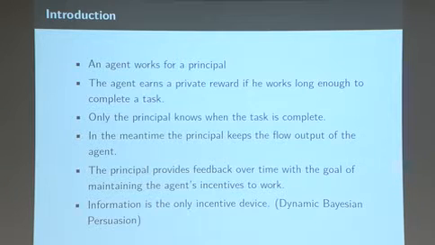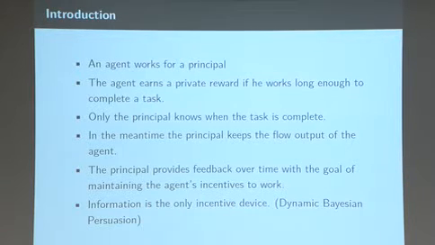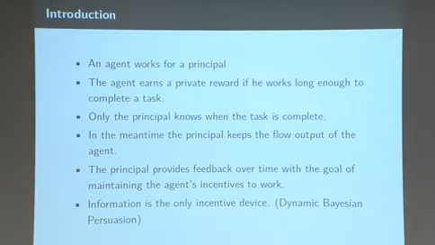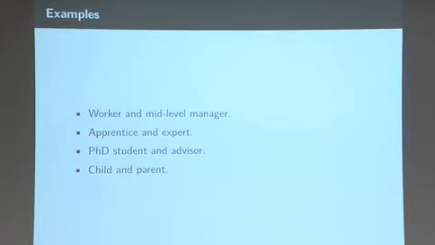Okay? So the principal likes to have the agent working for him because he keeps this output. But the only incentive device that the principal has to motivate the agent for continuing to work is the information that he can disclose to the agent about his progress. The agent only wants to work for the principal if he knows that eventually he'll complete the task. Only the principal can tell him when that's so, and so the agent relies on the principal for that information, and that's the nature of their relationship.